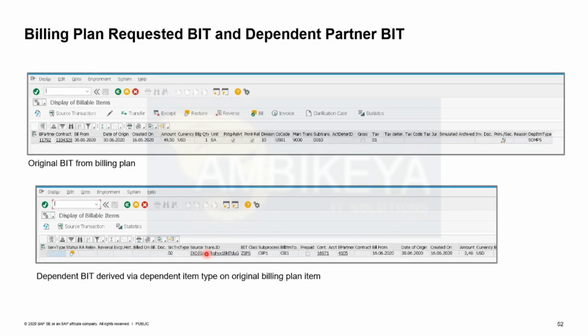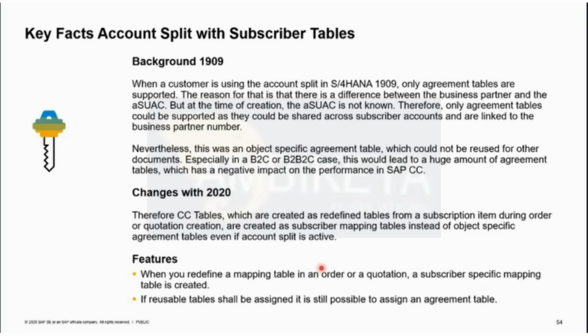So here there is customizing for how a dependent item type is determined. And when a dependent item type is applicable, how the respective partner, business partner, and contract account are determined, and how this amount is calculated. Maybe at the end of this, I will show you that customizing. I somehow missed that slide here.